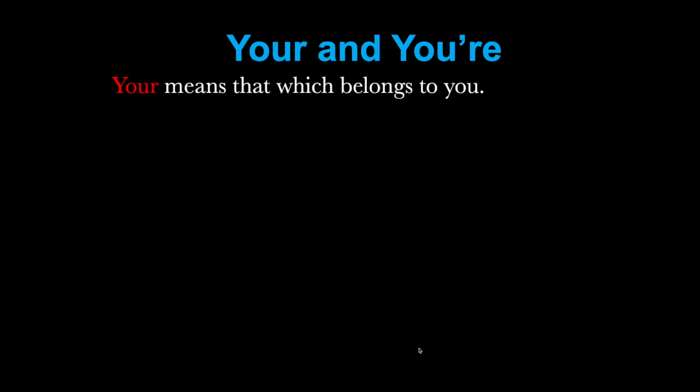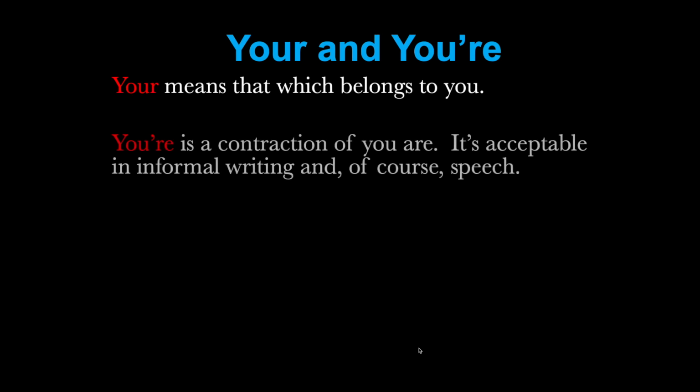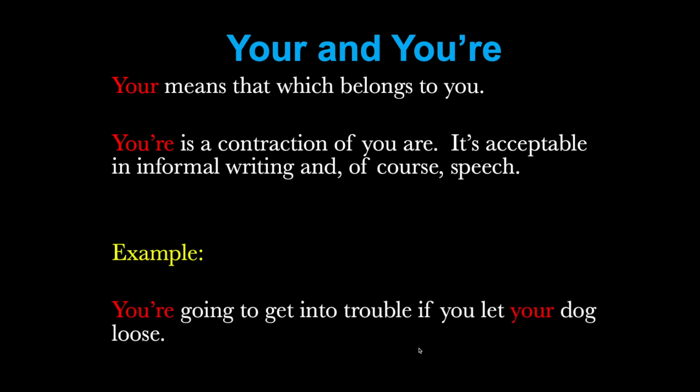Similarly with your and you're. YOUR, your, means that which belongs to you, while YOU apostrophe RE, you're, is a contraction of you are. Again, this is informal. It's acceptable in informal writing and of course speech, but just like the other informalities we looked at, they really shouldn't be present in your formal technical writing. Here's an example involving them both. You're going to get into trouble if you let your dog loose.